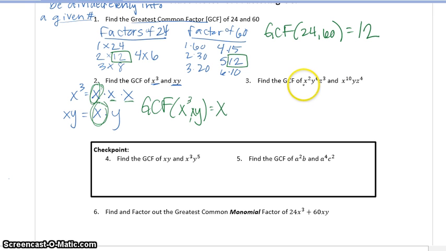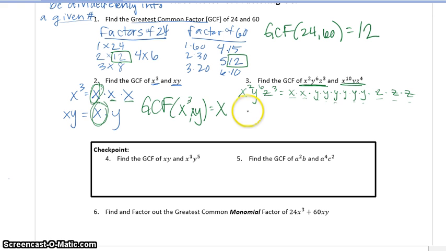So next, let's look at finding the GCF of x squared times y to the 6th times z to the 3rd, and x to the 10th, y, z to the 4th. So again, I'm going to write out the factorization of each of these terms. So x squared, y to the 6th, z to the 3rd is equal to x times x, since we have x squared, y times y times y times y times y times y 6 times, since we have y to the 6th, and z to the 3rd gives us z multiplied by itself 3 times.